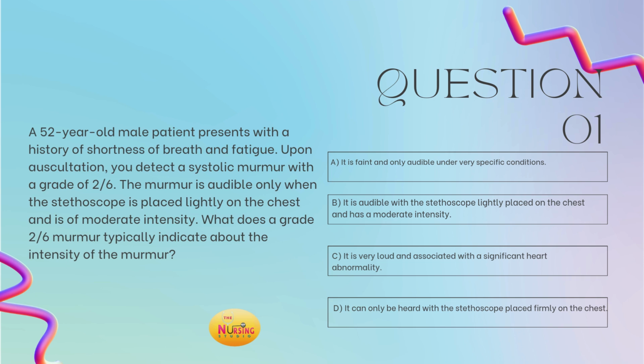All right. Is it that it is faint and only audible under very specific conditions? No. Is it B, it is audible with the stethoscope lightly placed on the chest and it has a moderate intensity? Yes. This B is your typical presentation of a grade 2 murmur. It's audible with the stethoscope on the chest lightly, so it's not something that's requiring firm pressure or anything to be able to identify it. But it does have a moderate intensity as far as sound goes.